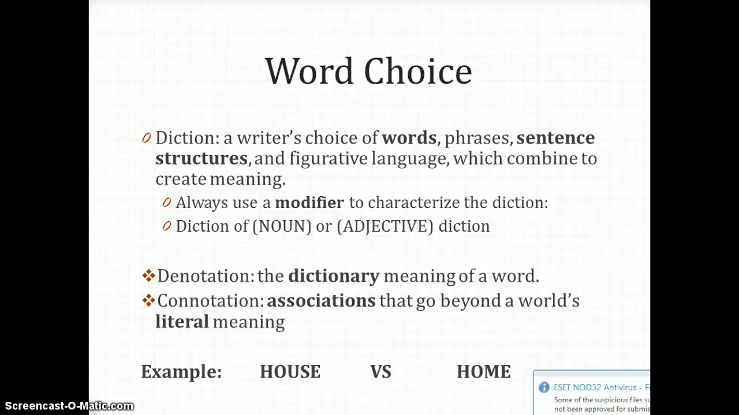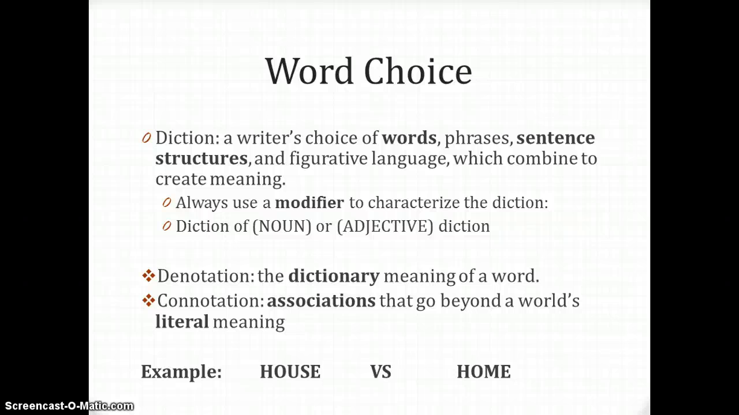However, if you think about it, their connotations are very different. Normally when we discuss this in class, students will say that house feels a little more impersonal. It's simply the structure in which someone lives. It's a house versus an apartment versus a mansion versus a shack. Home, however, can be anything.